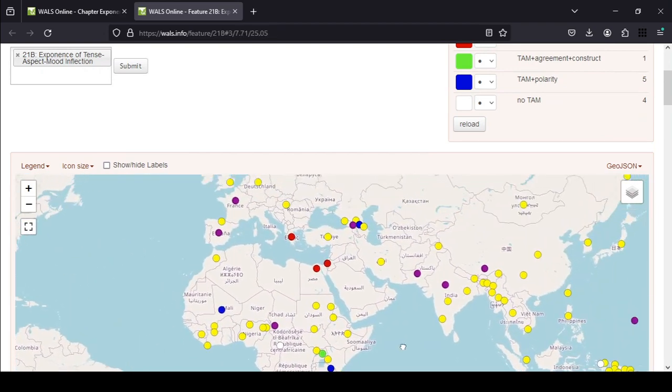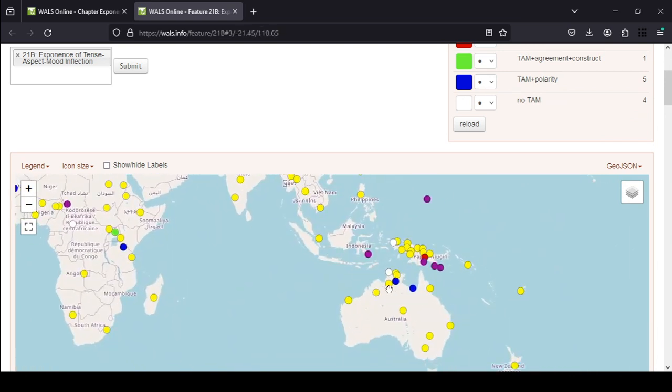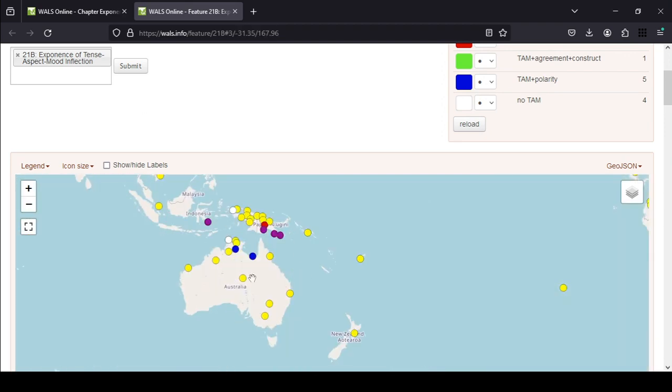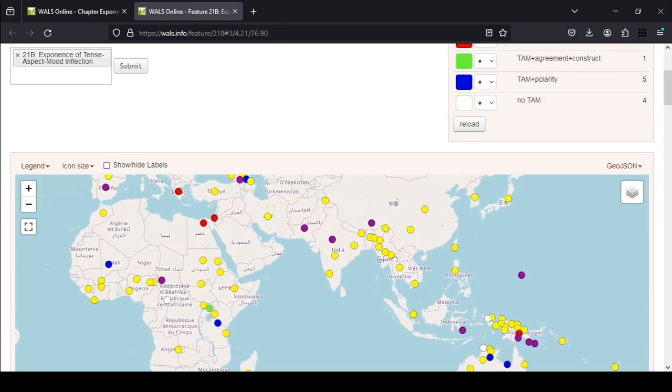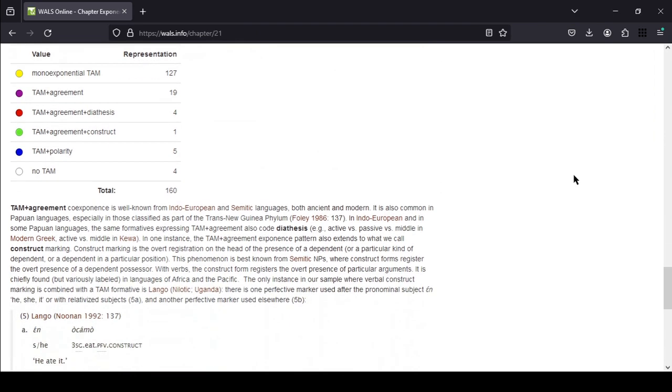We have 2 examples in Africa, 1 in the Caucasus, and two whole ones in Australia. That's interesting. Like, kind of pretty near each other, too. I would not be surprised if these 2 are related. Yeah. That's a pretty cool map.